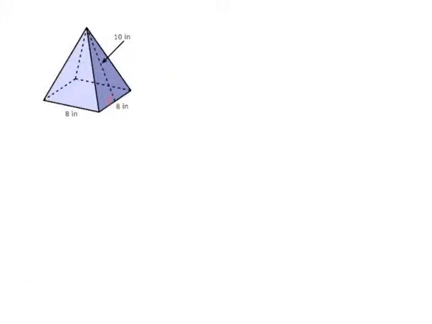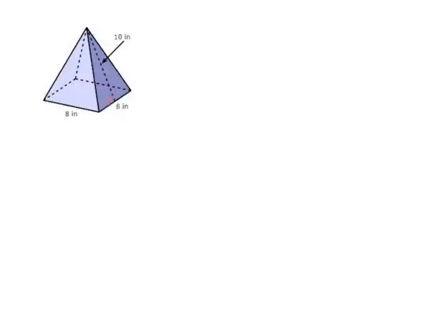Finally, I'm going to find the surface area of a pyramid. This pyramid is a square pyramid. A pyramid has one base that is a polygon, and your lateral sides are all triangles. So in this case, we're dealing with a square pyramid.